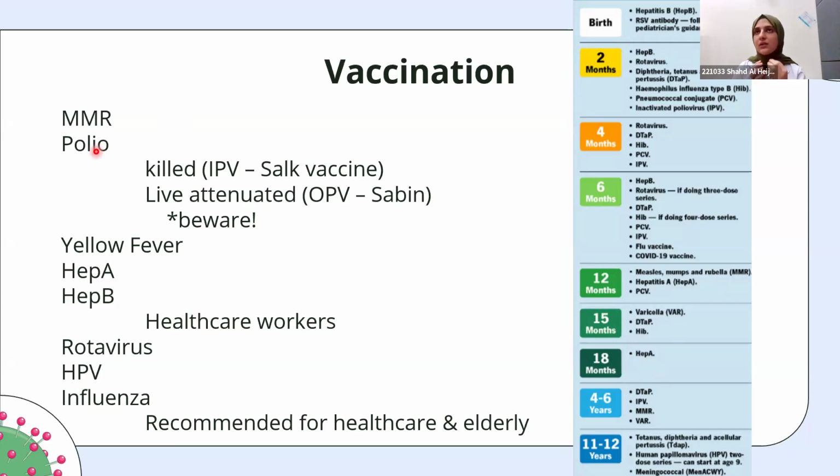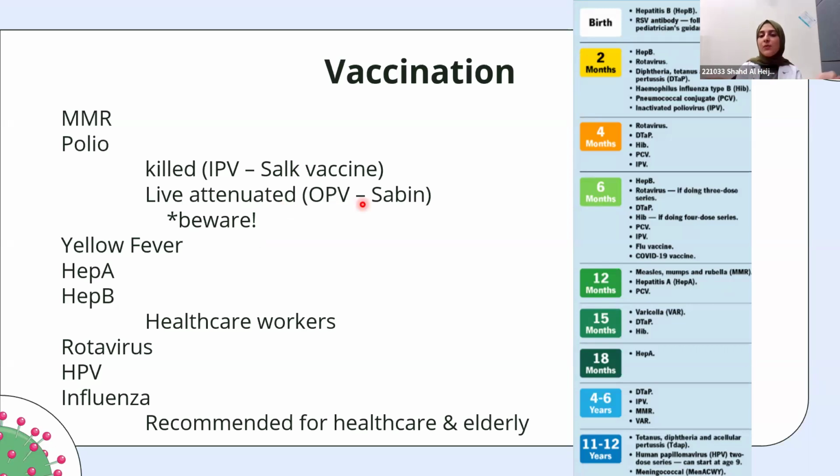Now, killed vaccine means it won't cause an infection. Live attenuated means you're taking the causative agent itself, and it may, in some cases, cause the infection. That's why I wrote beware here. If the patient is immunocompromised, it means that their immune system cannot handle a very strong infection. So if the patient is immunocompromised, you need to think twice before giving a live vaccine. And in case of oral polio vaccine, you need to make sure that the patient is not immunocompromised.